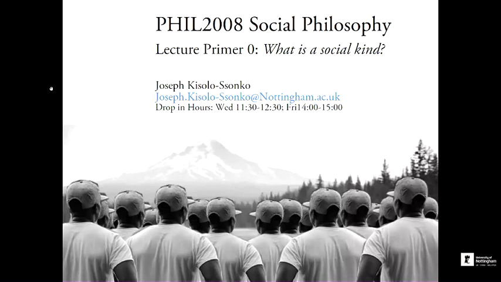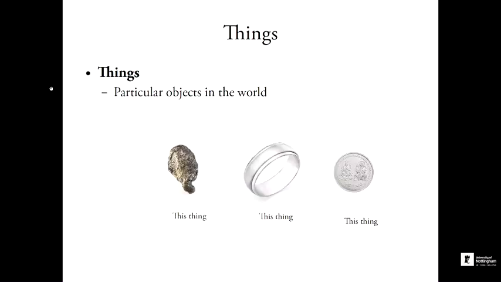Now, today we're going to think about the nature of social kinds. In order to understand the nature of social kinds, we first have to think about the nature of kinds, and in order to understand kinds, we first have to think about the nature of things. For any of you who recall doing a lecture with me last year as part of the Philosophy of the Contemporary World lecture series, this might not be totally new. So, first let's think about things.